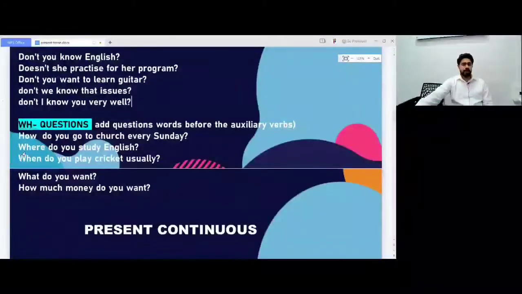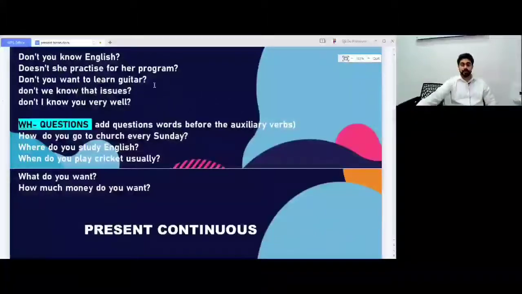Now let's see how to make WH questions. It's very, very simple. I'm just following an order. We make a sentence. Then when you want to make a question, we take the auxiliary verb and put it at the beginning, right? And if you want to make a WH question, you just put the WH word at the very beginning, even before the auxiliary verb. That's it. So, add question words before the auxiliary verb. That's it.